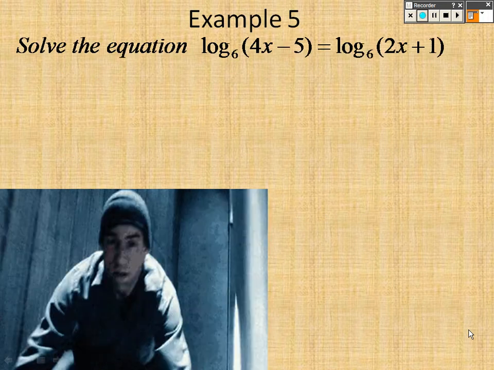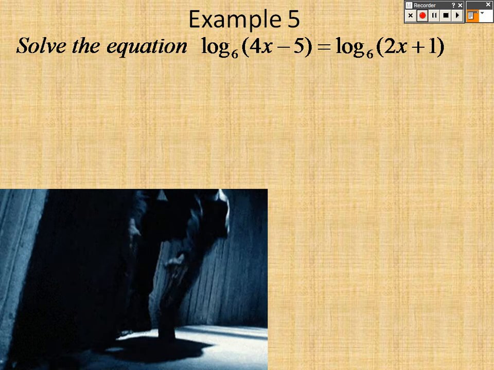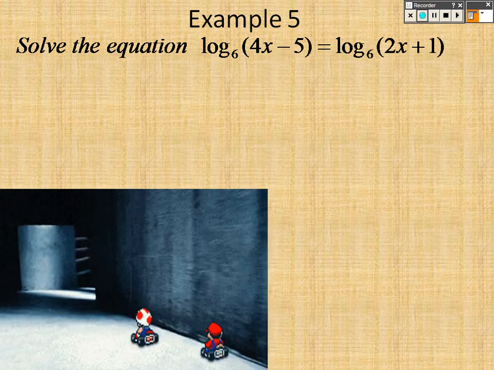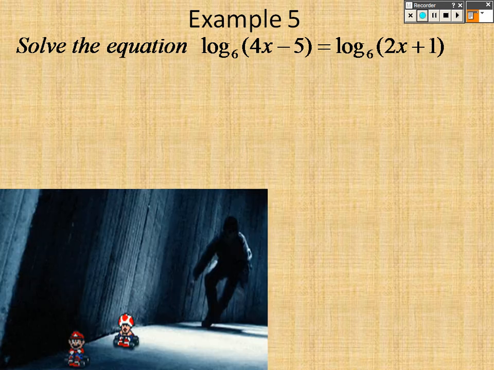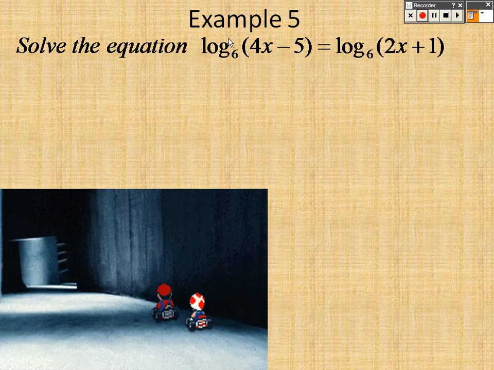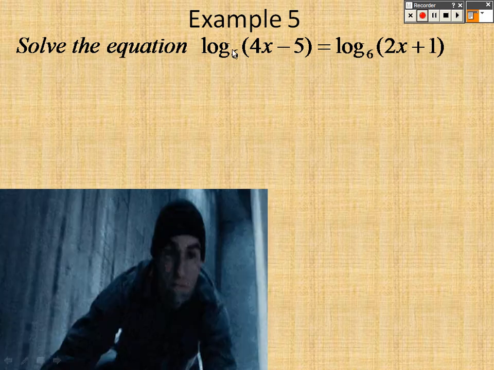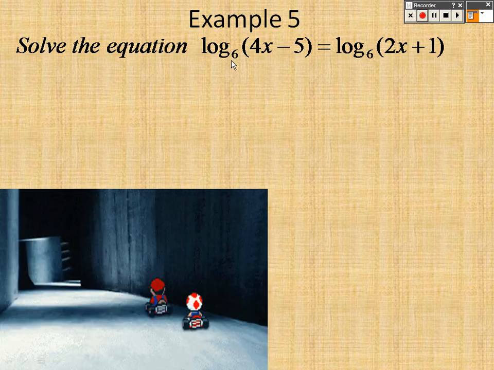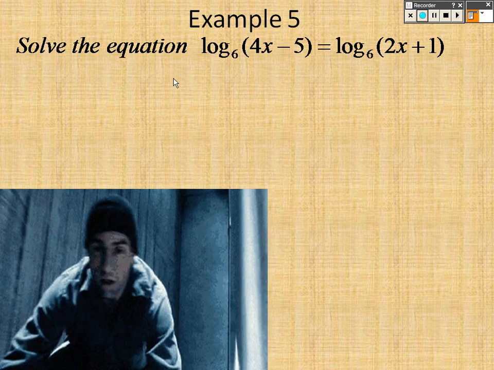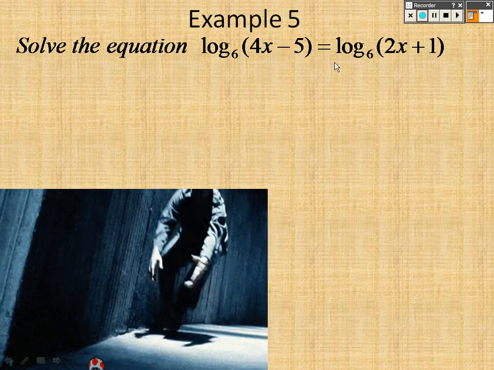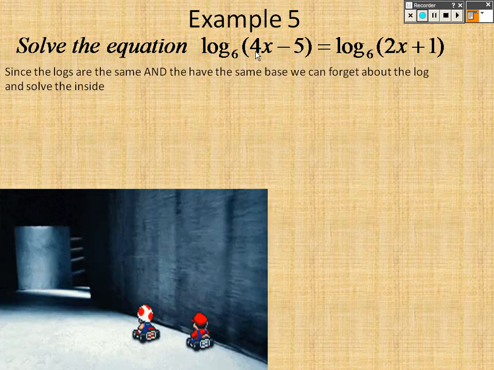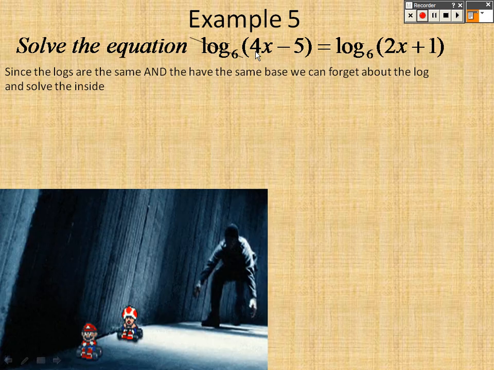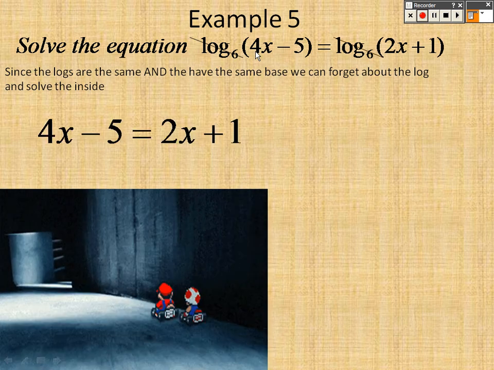So with example 5, it says solve the equation. Sometimes these really mess with people's heads, but it's not that difficult of a problem. If you see that they both have a log on both sides, and you see that the base is the same, that's the key. The base of the logs need to be the same. If the log and the base are the same, you can just take whatever's inside and set them equal to each other and solve. Pretend like they aren't even there.